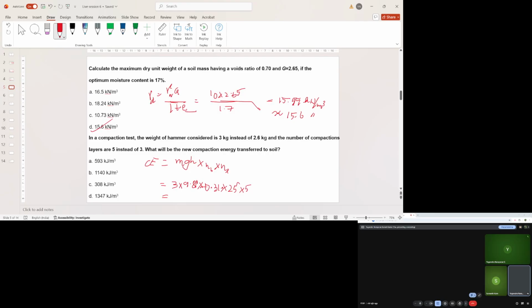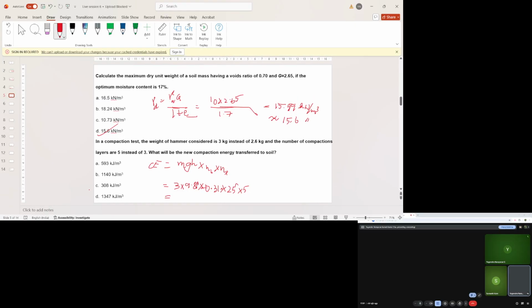Yes, 1140 kilojoules per meter cube. So we are getting, the right option is going to be option B. Any doubts? No, sir.